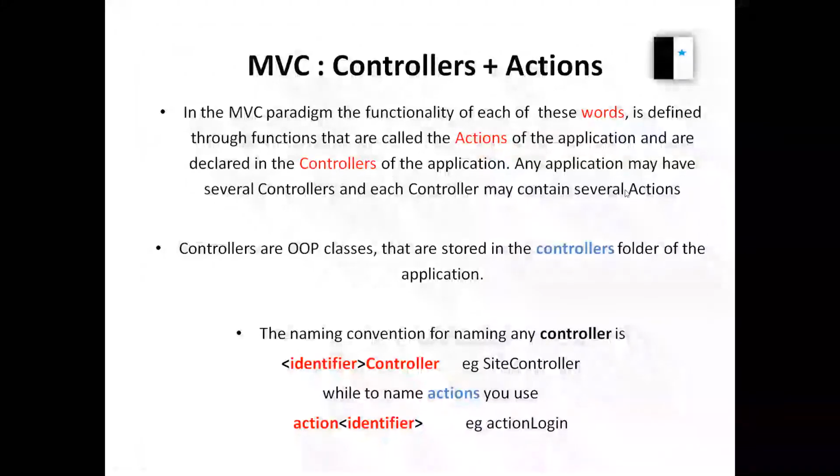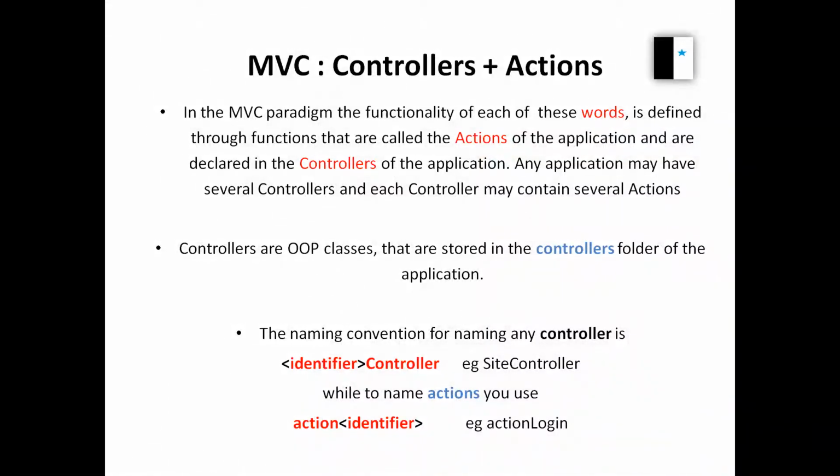We start with the C letter of the acronym, and C stands for controllers. And as we shall see, controllers mean actions. In the MVC paradigm, the functionality of each of these words of the special vocabulary we talked about is defined through functions that are called the actions of the application and are declared in the controllers of the application. Any application may have several controllers, and each controller may contain several actions.